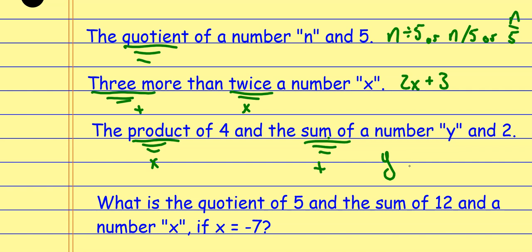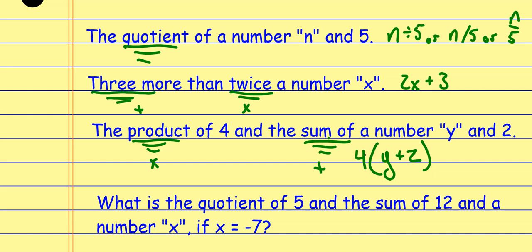So you have to do the sum of y and 2, that's y plus 2, and then I want to do 4 times that entire problem. That implies parentheses. See, it's 4 times the sum. I have to find a way for that sum to happen first, if that makes sense.